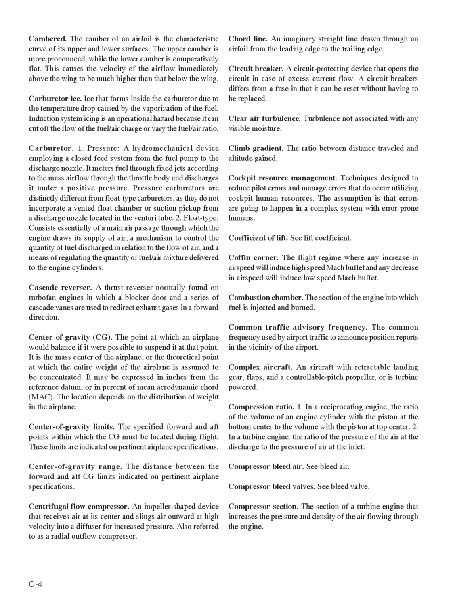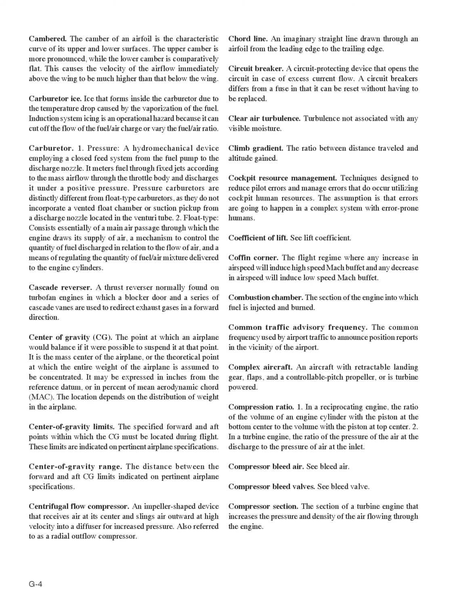Compression ratio. 1. In a reciprocating engine, the ratio of the volume of an engine cylinder with the piston at bottom center to the volume with the piston at top center. 2. In a turbine engine, the ratio of the pressure of the air at the discharge to the pressure of air at the inlet. Center of gravity range. The distance between the forward and aft CG limits indicated on pertinent airplane specifications.